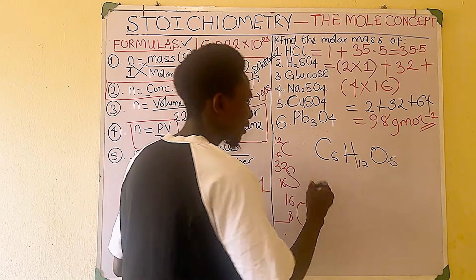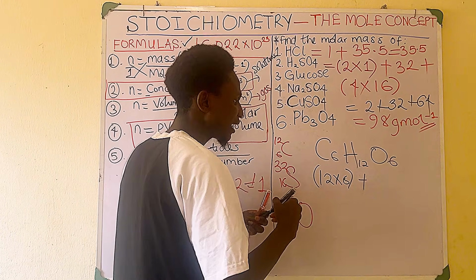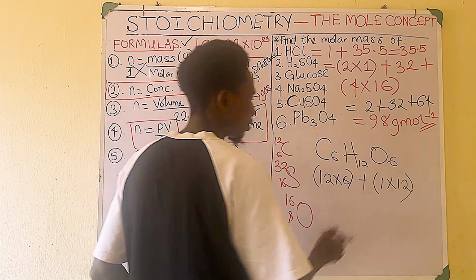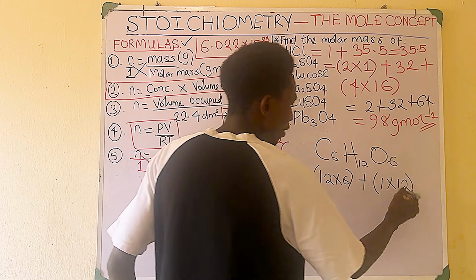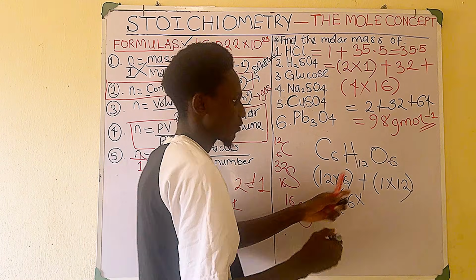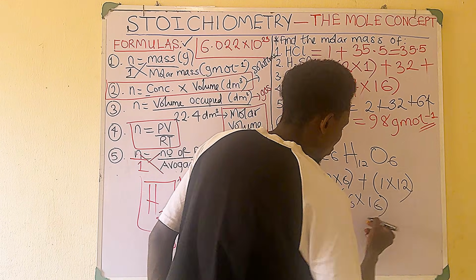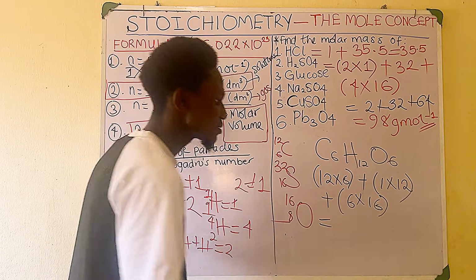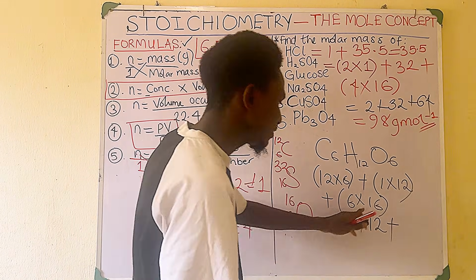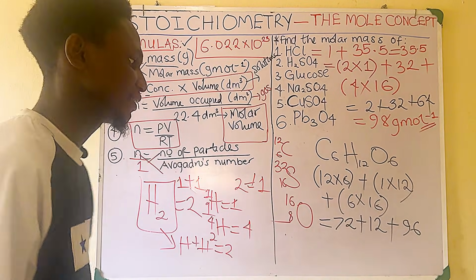So we have 12 times 6, plus what is that for hydrogen? 1 times 12. The relative atomic mass of hydrogen is 1. Then we have oxygen, 6 times, what is the atomic number for oxygen again? 8, so 16. From there, 12 times 6 is 72, 1 times 12 is 12, and 6 times 16 should give you 96. If I'm not mistaken, yes, 96.